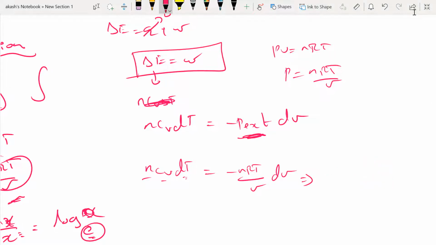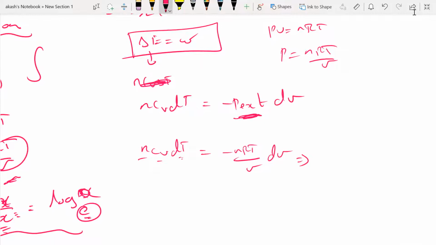Okay, so now what I'm doing is I just have to group these terms, T with dT. V is already with dV, but I have to group T with dT. You can see that n and n will be cancelled. The number of moles will be cancelled on both sides. So all that we have is Cv dT by T equal to R dV by V. Cv dT by T is equal to minus R dV by V.